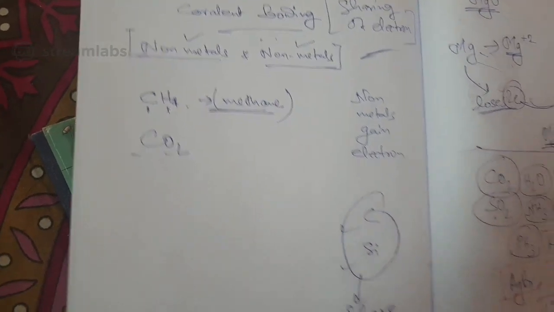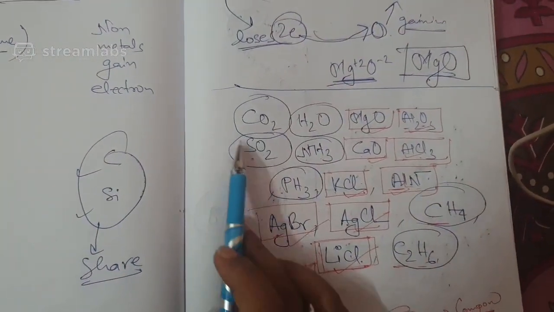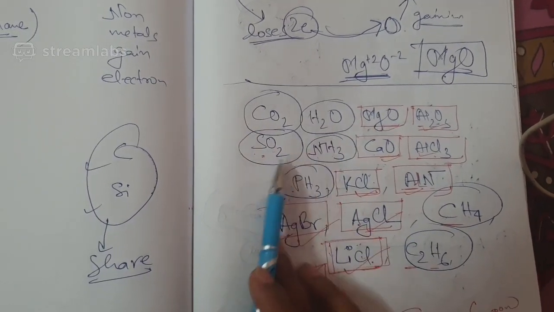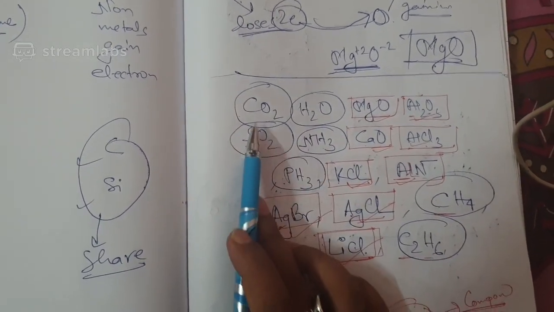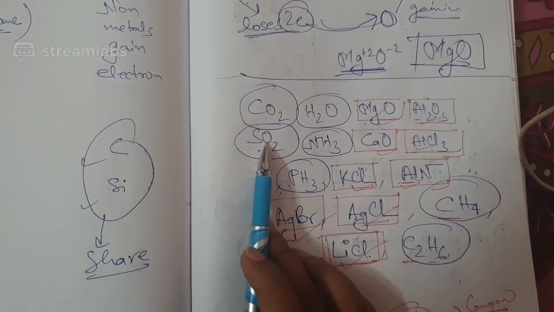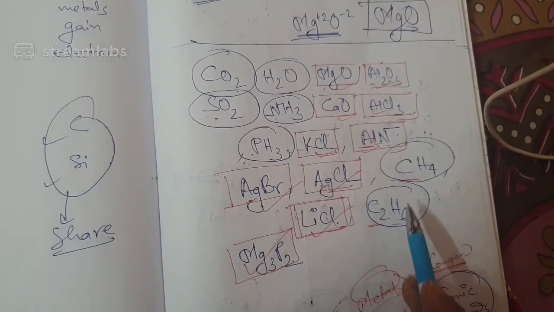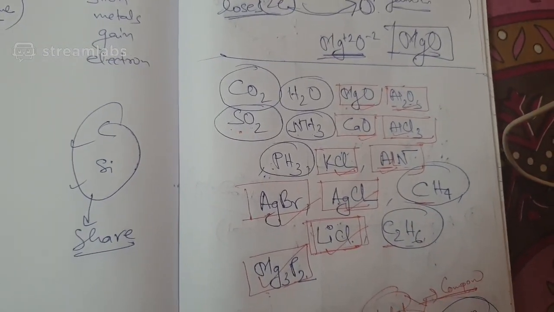It definitely occurs between a non-metal and a non-metal. So this is a compound which is covalent bonding. This is a covalent compound, because you see non-metal, non-metal, non-metal, non-metal. So definitely they are covalent compounds.